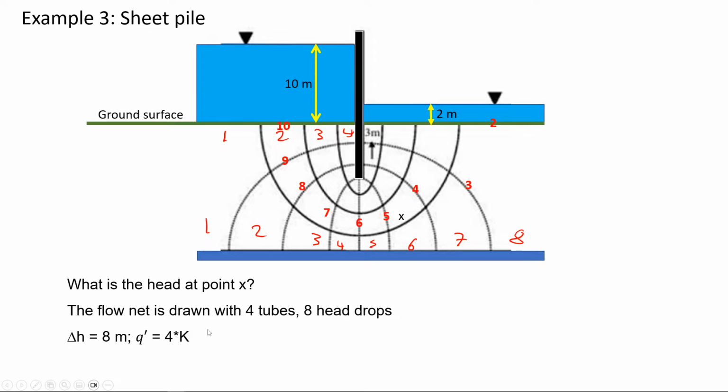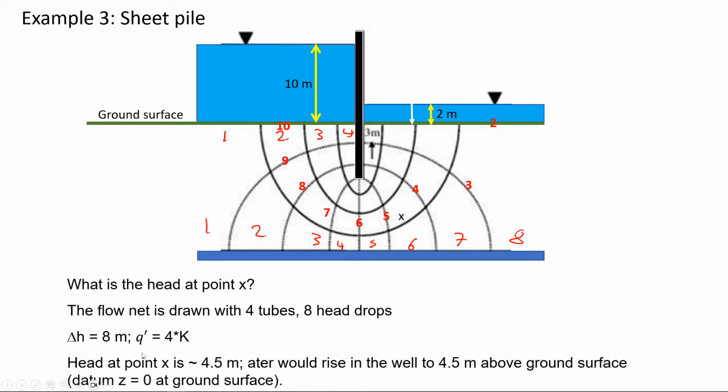So the Q here would be 4 times K, whatever your K is. Head at point X. I'm telling you, what is the head here at point X? That's what I want to show you in this example. I already showed you in the previous example, but I want to show you in this example.